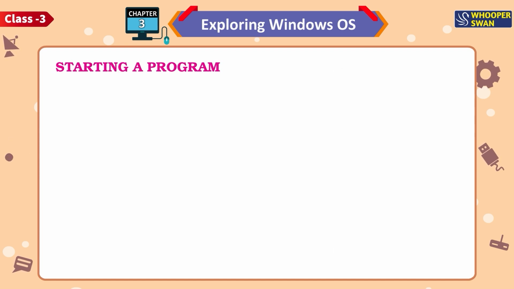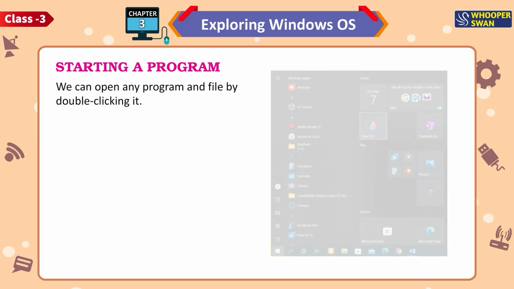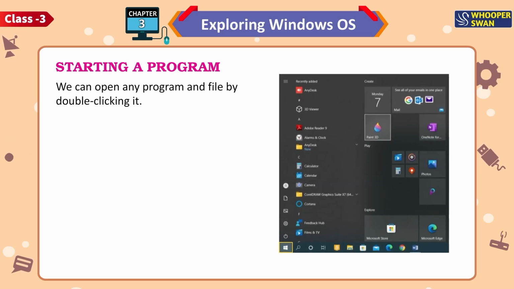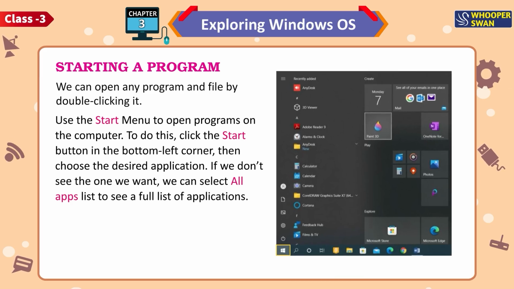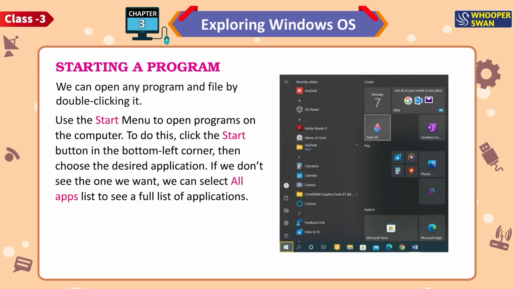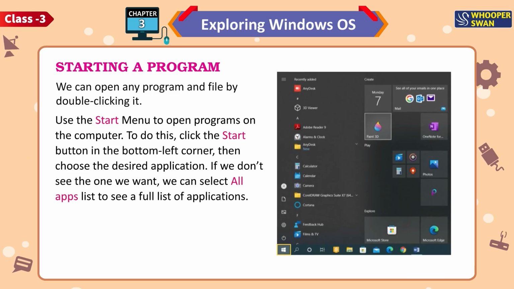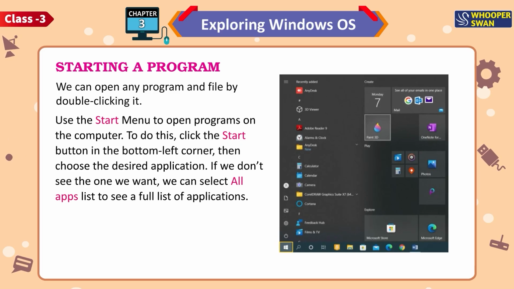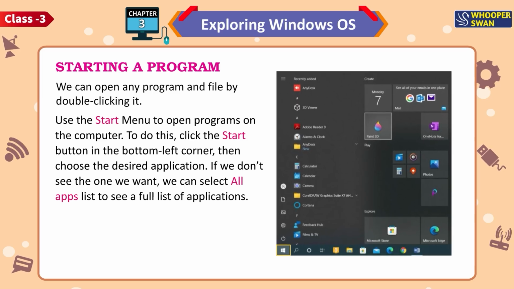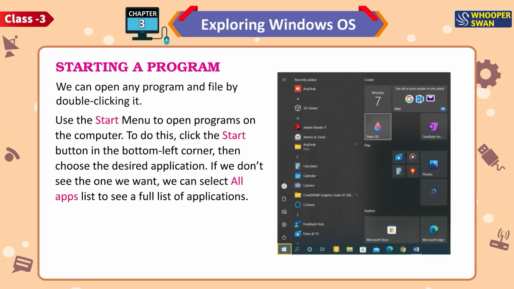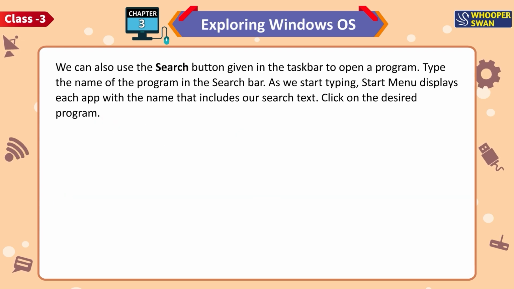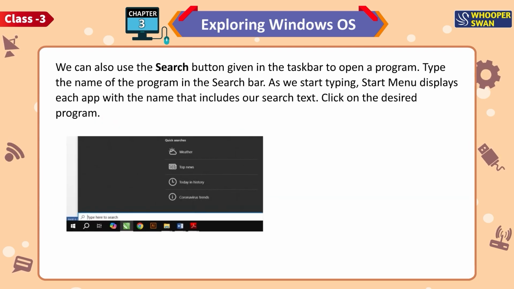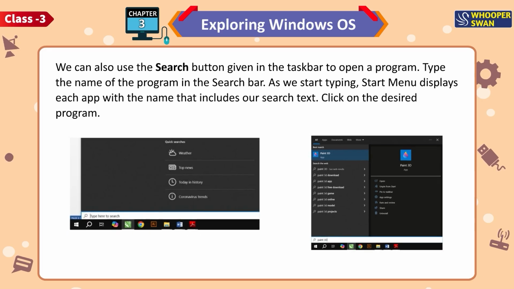Starting a program. We can open any program and file by double-clicking it. Use the Start menu to open programs on the computer. To do this, click the Start button in the bottom left corner, then choose the desired application. If we don't see the one we want, we can select All Apps list to see a full list of applications. We can also use the Search button given in the taskbar to open a program.